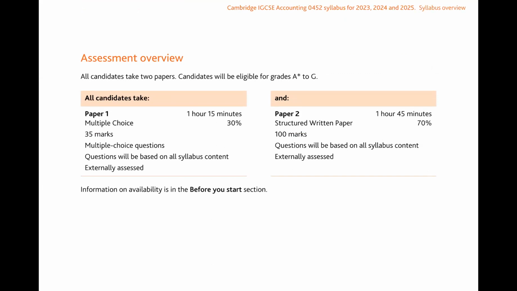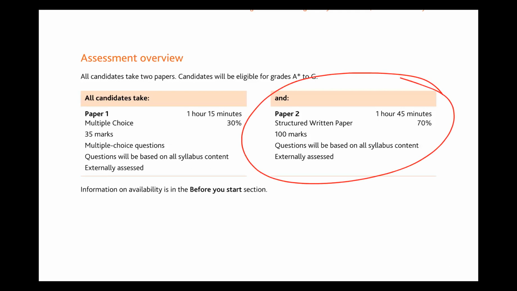Right. Okay. Then there will be paper 2. There will be the second paper. This one has structured questions, and the total weight of this paper is 70%, right? The duration for paper 2 is 1 hour and 45 minutes. Then the duration for paper 1 is 1 hour and 15 minutes. The questions will be based on all the syllabus content that shall be externally assessed. Right. So basically, these are the things that we're going to be looking at. There is nothing much more to suffer or worry about.